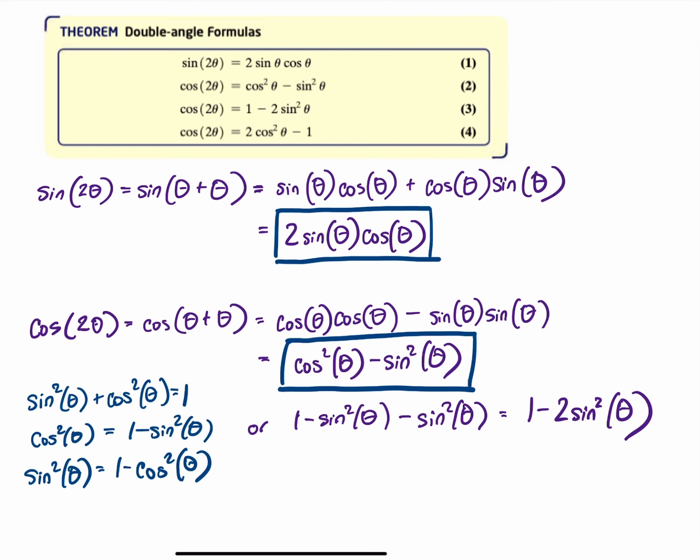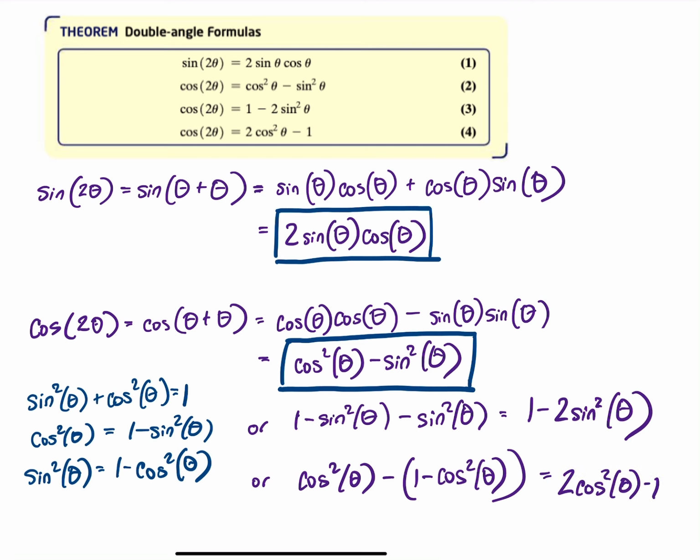Or instead, I can keep the cosine squared there and replace the sine squared with 1 minus cosine squared. So notice this will be cosine squared minus 1 plus cosine squared, because the double negatives will make it positive. So we'll have 2 cosine squareds minus 1, and that's our third version. 2 cosine squared minus 1.